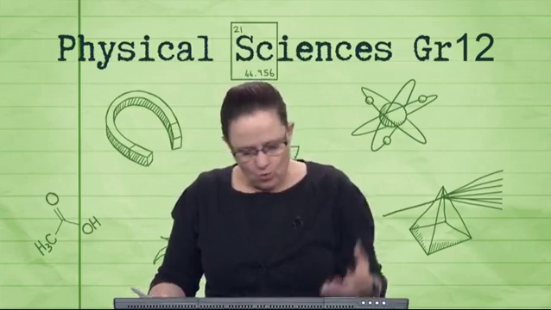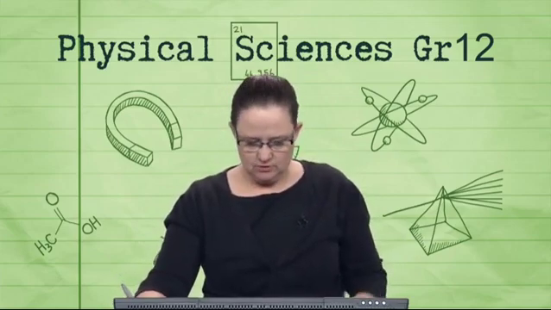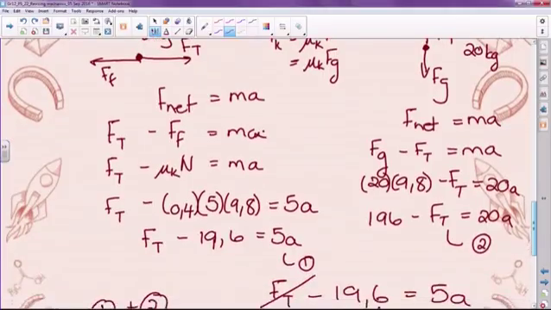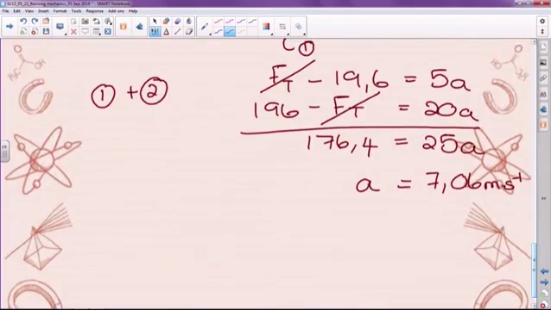These questions always go the same way: do a free body diagram, set up the two equations, and then solve for a. Obviously, from here, we could ask you to solve for Ft. They didn't in this question, which is quite nice. They asked you other things, but shame.